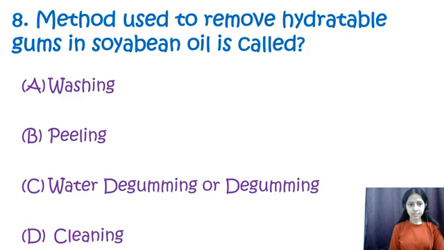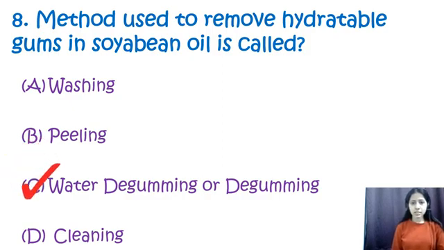Question number 8. The method used to remove hydratable gums in soybean oil is called: option A washing, B peeling, C water degumming or degumming, and D cleaning. So the correct answer is option C, that is water degumming or degumming.